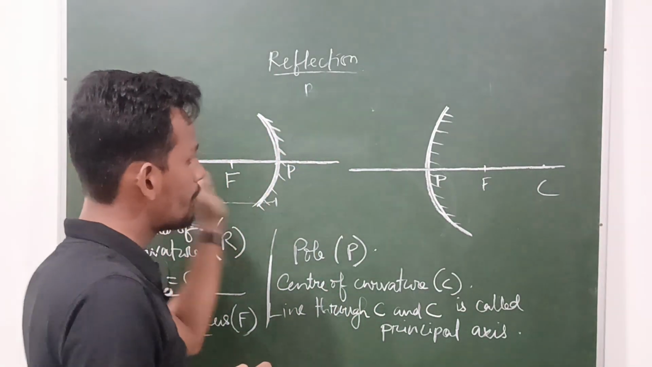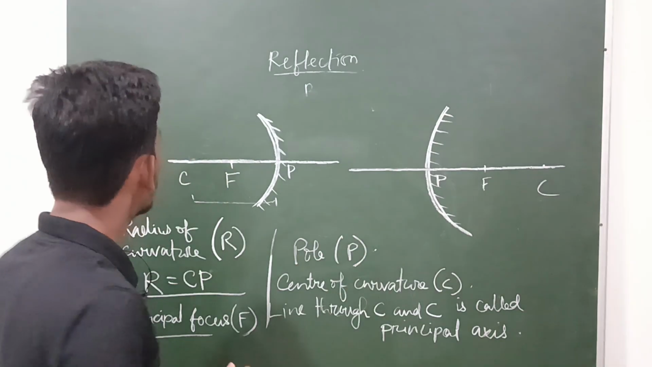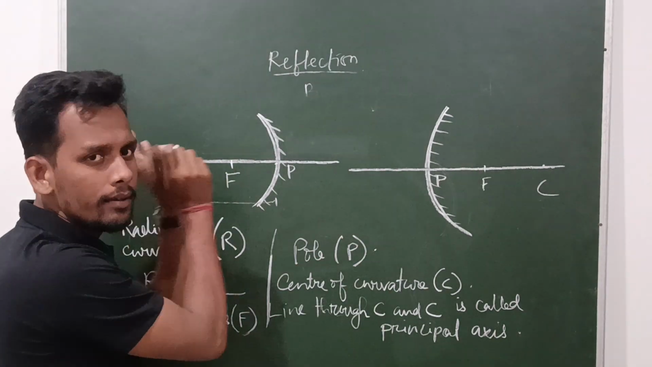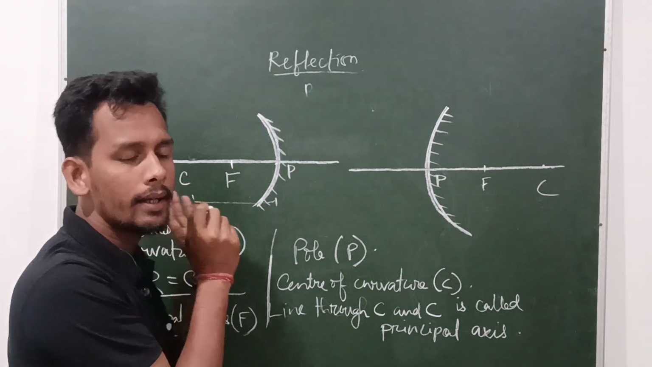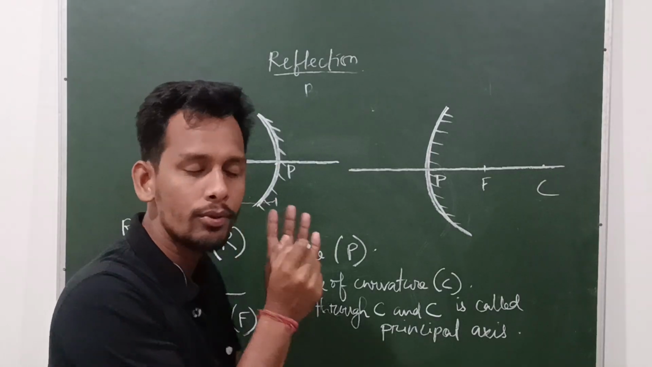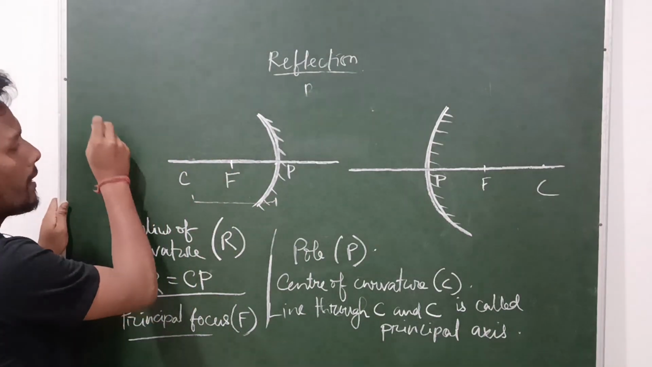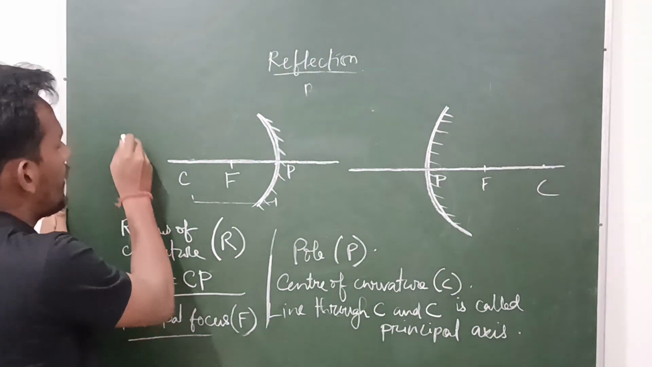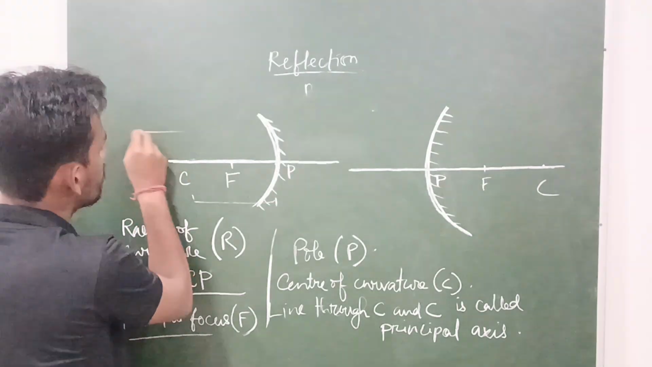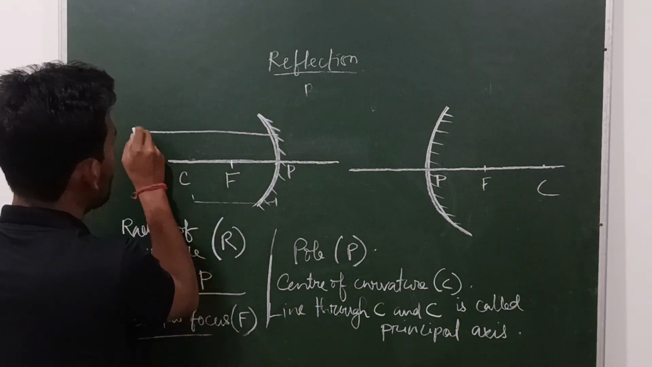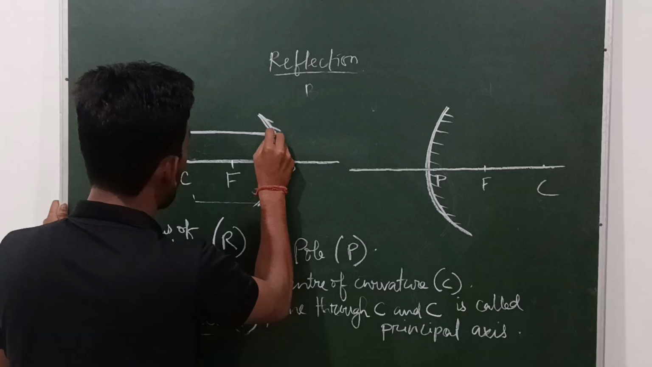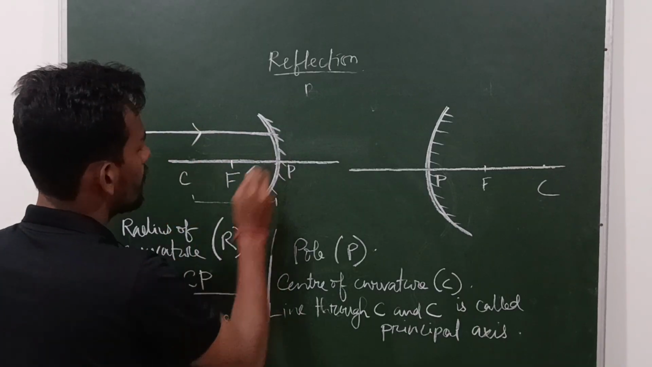So this is the front side of the mirror. This is also the front side of the mirror. Suppose at infinity there is some source, for example the sun. From infinity, if light travels, it will fall on the mirror in a straight path. Straight path means the lines should be parallel with the principal axis.